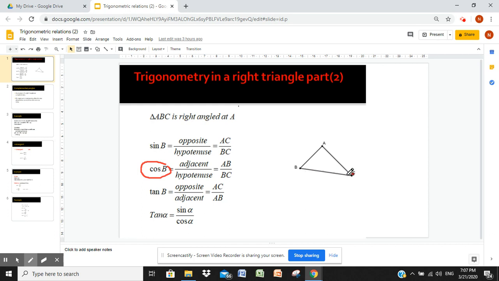Same thing for cosine C. Cosine C is the adjacent over the hypotenuse, which is AC over BC, but AC over BC is sine B. So we conclude that cosine C is equal to sine B. Now, the tangent of C is the opposite over the adjacent. It is AB over AC. Here we have AC over AB, so the tangent of C is the inverse of the tangent of B.